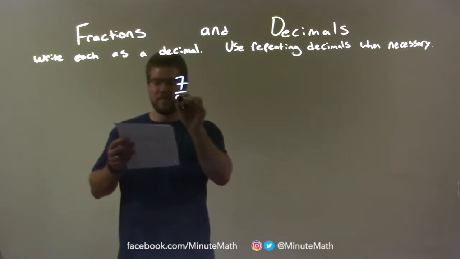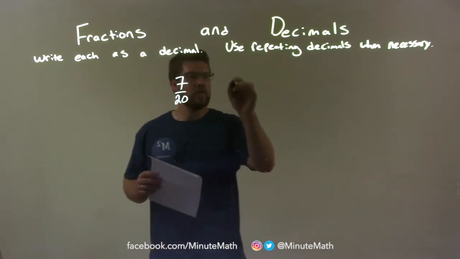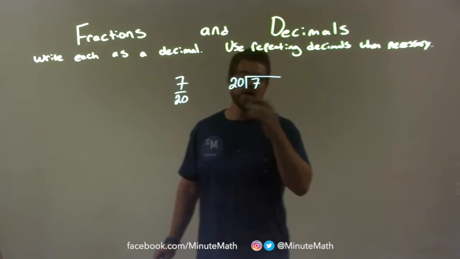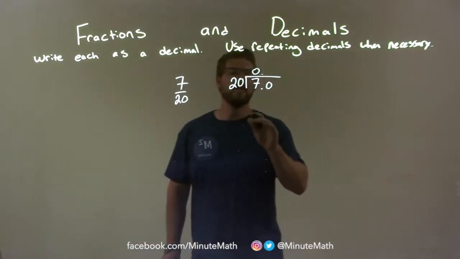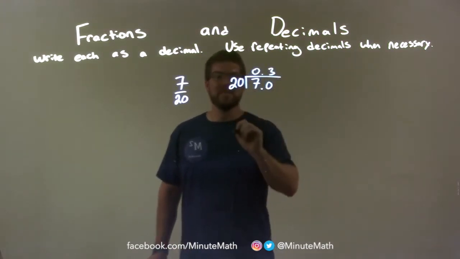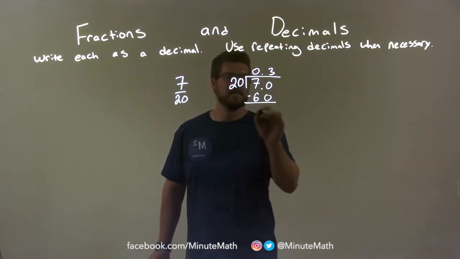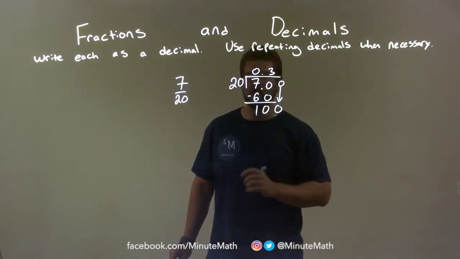7 over 20. Well, I have 7 over 20 here, so we're doing long division of 20 going into 7. Well, 20 doesn't go into 7, so we add a 0. But 20 can get closer to 70, and that would be 3 times, 60. 3 times 20 is 60. We subtract that. 70 minus 60 is 10. We add an extra 0, bring that down, and we have 100.